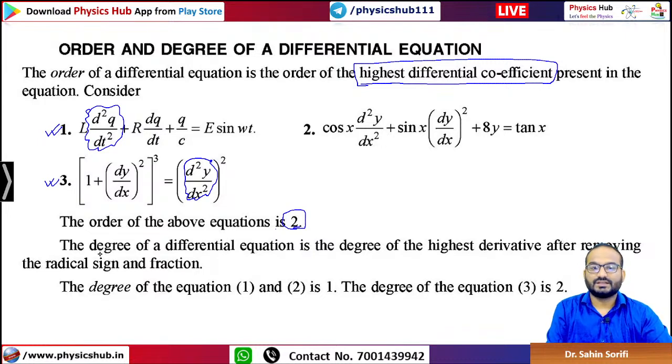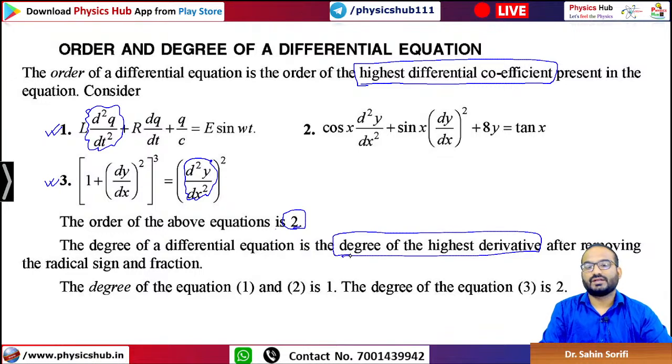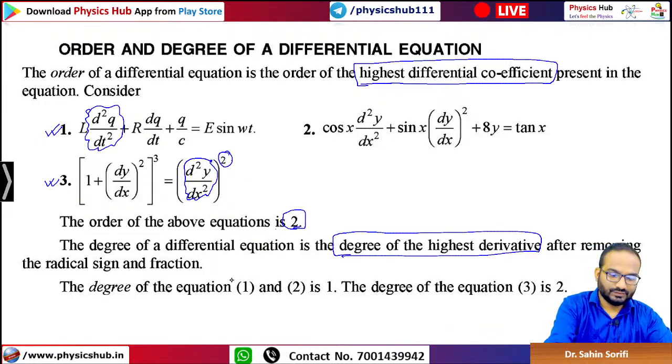Degree: what is degree? The degree of a differential equation is the degree of the highest order derivative. Degree means the power the highest derivative has. For example, here the highest order derivative has power 1, so the degree will be 1. Here too the highest order derivative has degree 1. Here the highest order derivative has a power of 2, so for the third case, the degree will be 2. I hope you understand these simple things.